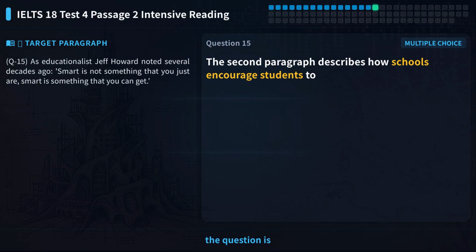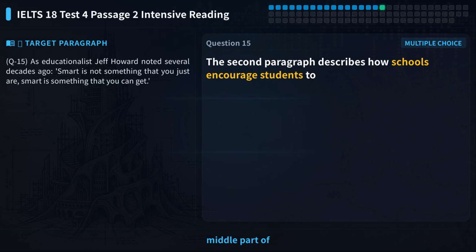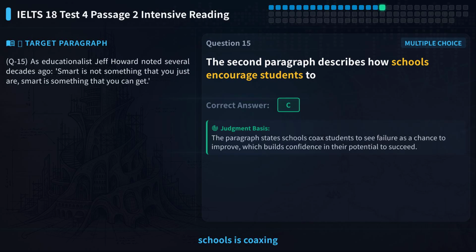The key point of the question is how schools encourage students. We need to find the specific action of schools in paragraph 2, not just general discussion about growth mindset. Let's locate the middle part of paragraph 2. The text says a major focus of schools is coaxing students away from seeing failure as an indication of ability, and towards seeing it as a chance to improve.